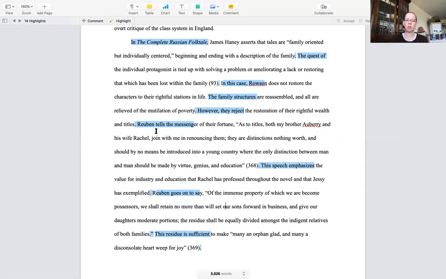The same is true here. I start two sentences with the name Reuben plus a verb. Reuben tells the messenger, Reuben goes on to say. One thing I've done well here is I have used two different verbs for reporting Reuben's speech, right? I didn't just say "Reuben says" in both places. But I want to make sure that I don't overwhelm the reader with this structure, right? This attributive tag to Reuben plus a quote.